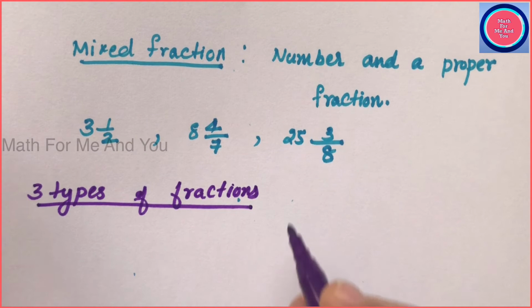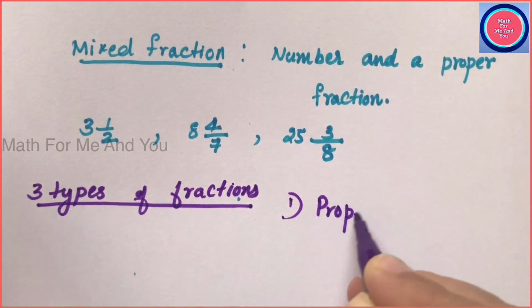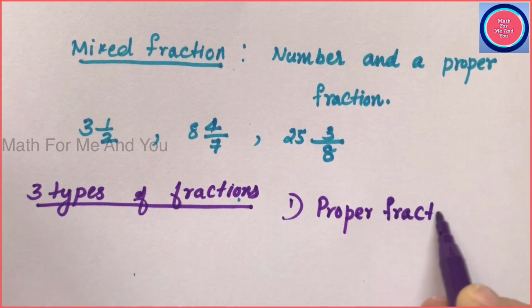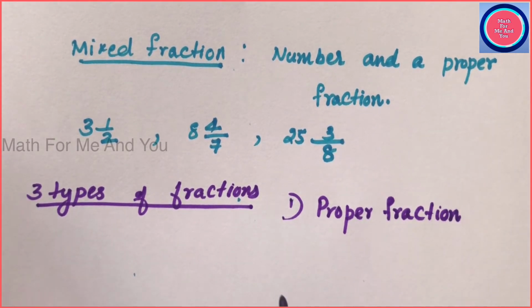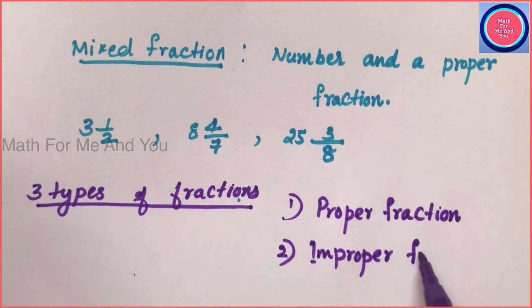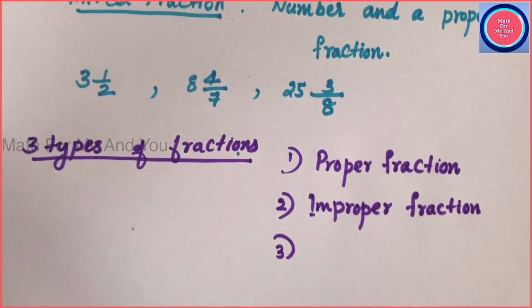What is the first one? First one is proper fraction. What is a proper fraction? We studied that the numerator is smaller than its denominator. And the second type, the opposite, that is improper fraction. Here we could see the numerator is a larger number than its denominator. And the third type is mixed fraction, or we can say mixed number also.